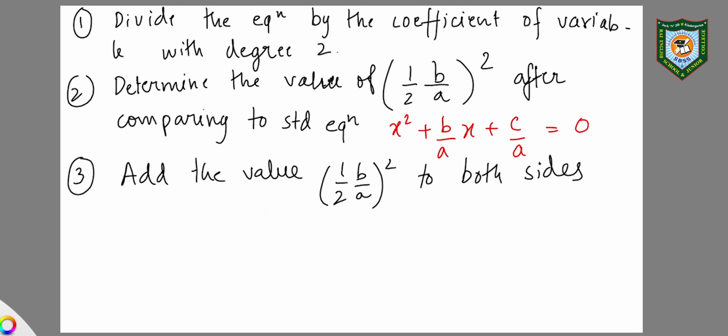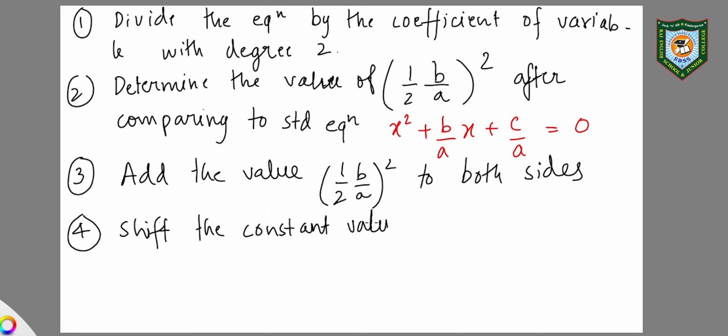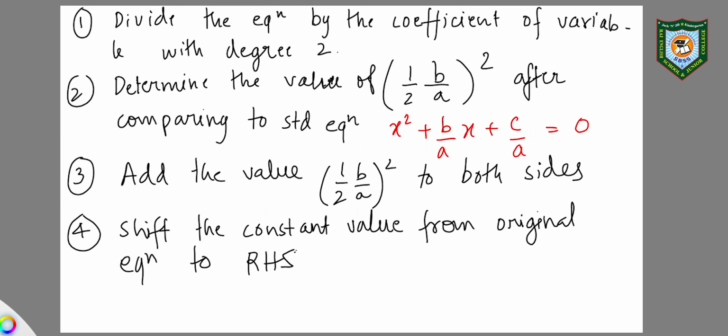Now, once I do this, I have to shift the constant value from the original quadratic equation, from the original equation, to the right hand side. Now here this particular term is very important, the constant value from the original equation.